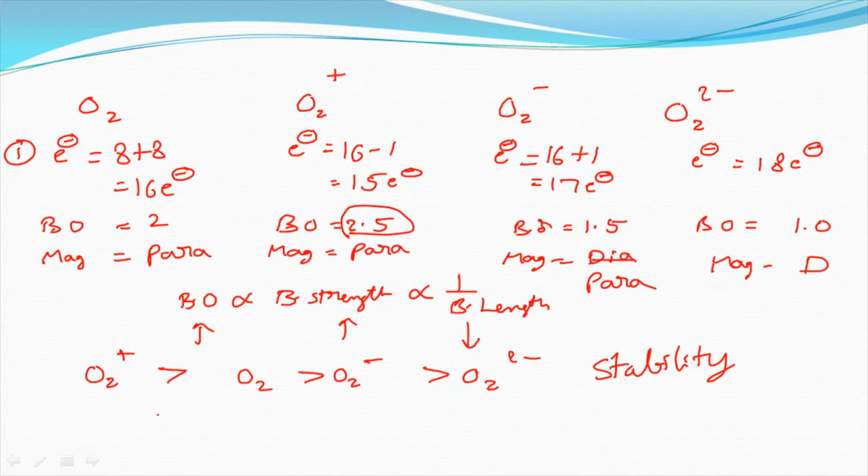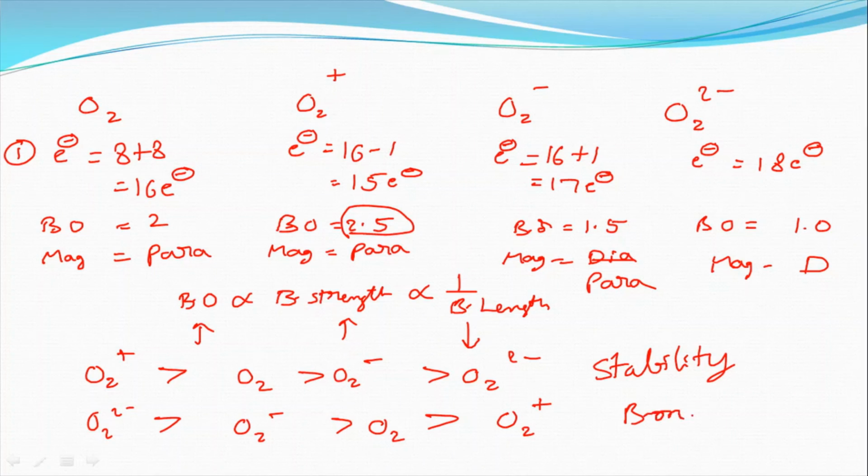And what about the bond length? Simply reverse this order, that is O2 2 negative is greater than O2 negative is greater than O2 is greater than O2 positive. This is related to bond length. See how simply we can solve the questions if you know the table.